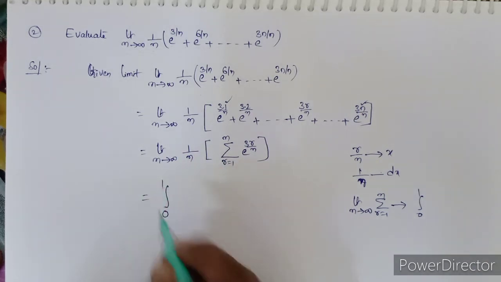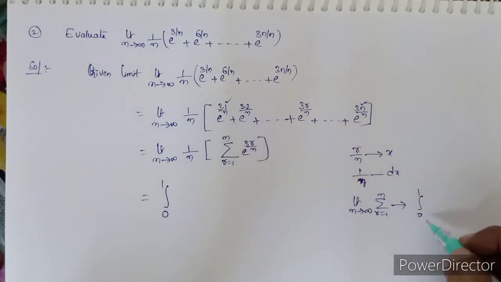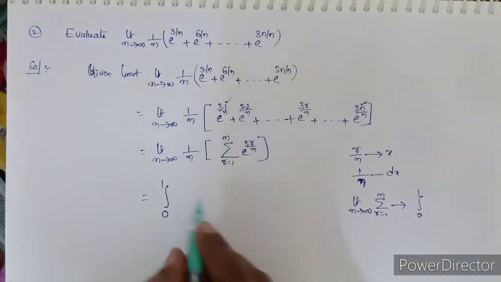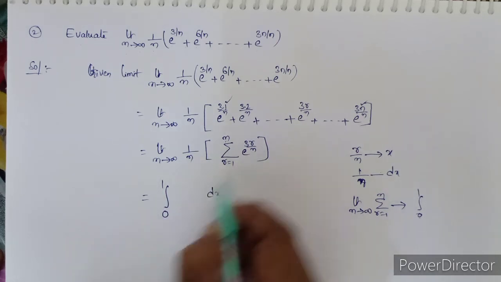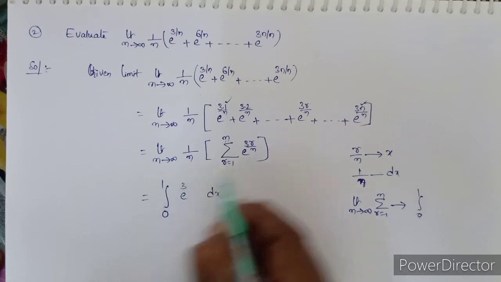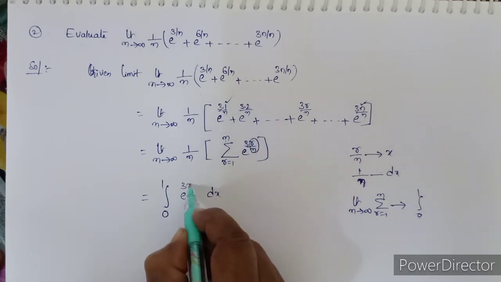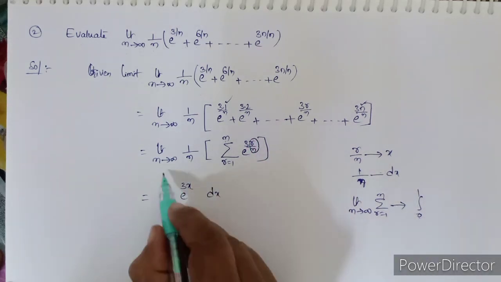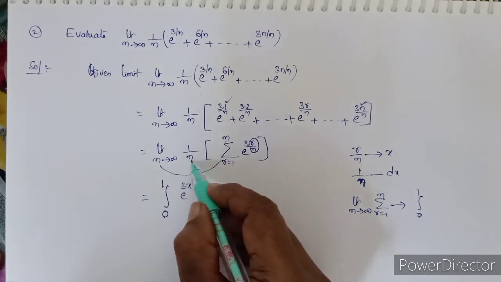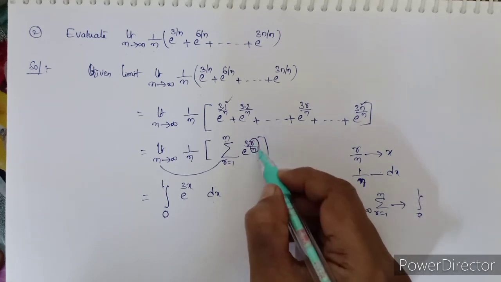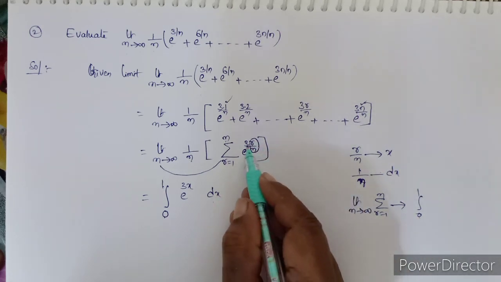Integral 0 to 1. Here there is n, no? So we have to replace the upper limit by 1. Suppose here 2n, integral 0 to 2. Suppose here 5n, 0 to 5, like that. So integral 0 to 1, 1 by n is dx. E power 3, r by n is replaced by x. Once again I repeat, limit of sum is replaced by integral 0 to 1. 1 by n is replaced by dx. R by n is replaced by x. So it is e power 3x.